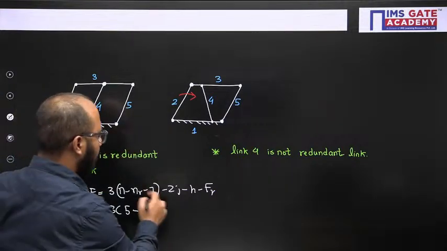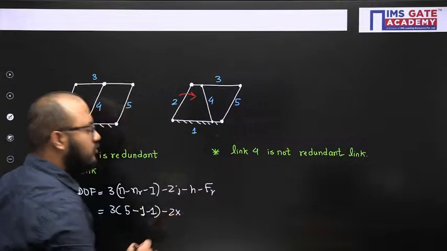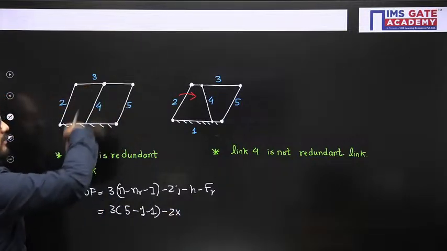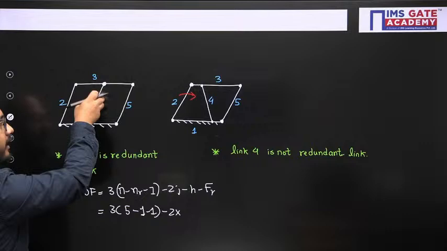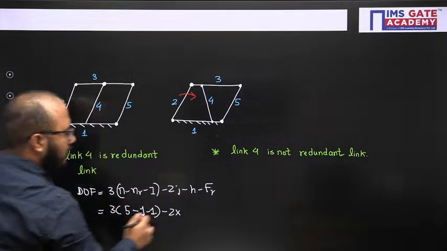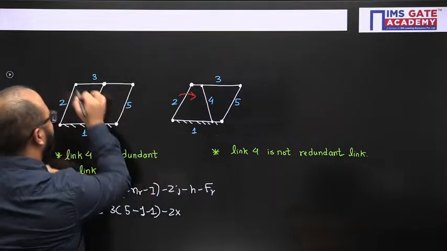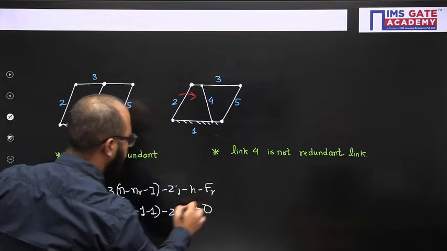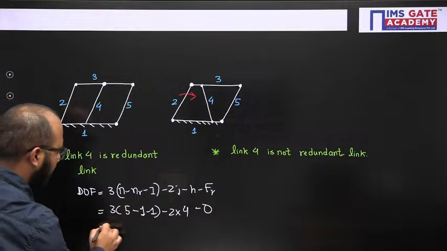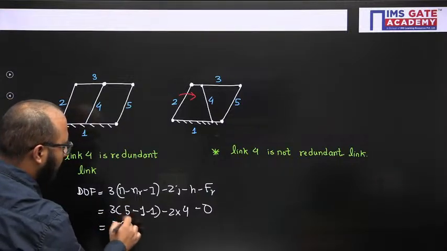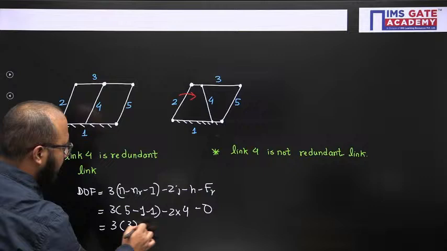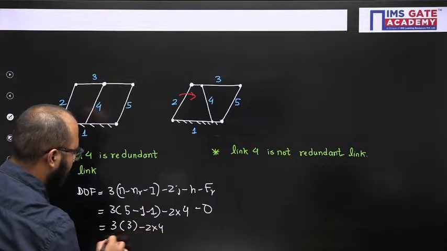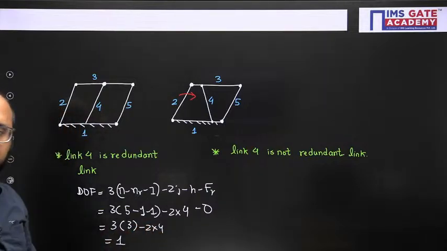Now the resulting binary joints. You don't need to count the binary joints here, because the redundant link number 4 is already removed. So if you remove link 4, links 1, 2, 3, and 4 will be the binary joints. No redundant degree of freedom, 0. No higher pair, 0. So it becomes 3 into 4 minus 1, that is 3, minus 2 into 4, that is 8. Answer will be 1, like this.